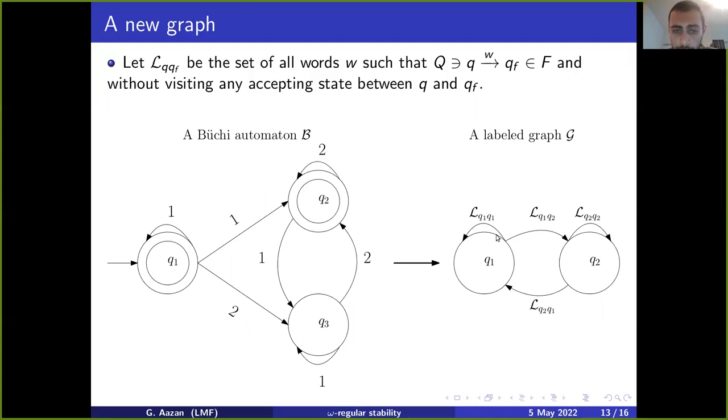And if we take L_Q1,Q2, it will contain the word 1, the word 2, 2, the word 2, 1, 2, the word 2, 1, 1, 2, and so on. However, the set L_Q2,Q1 is empty, in fact.